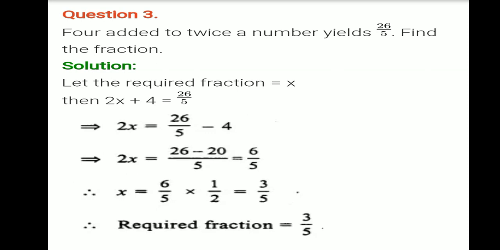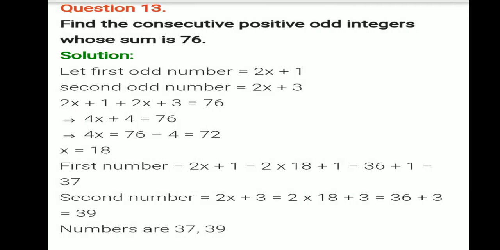It means 2 multiplied by x. 4 is added, it means 2x plus 4. Yields means equal. It means 2x plus 4 is equal to 26 upon 5. This is how you are going to form the equation. After that, you have to solve as you have solved the equations and you will find the answer. Now moving to the next question.